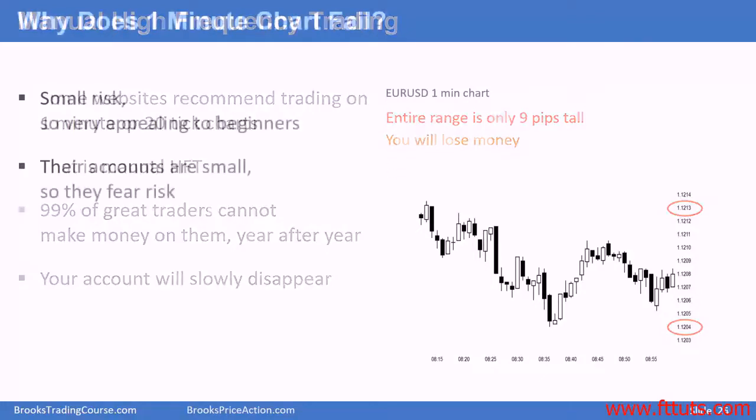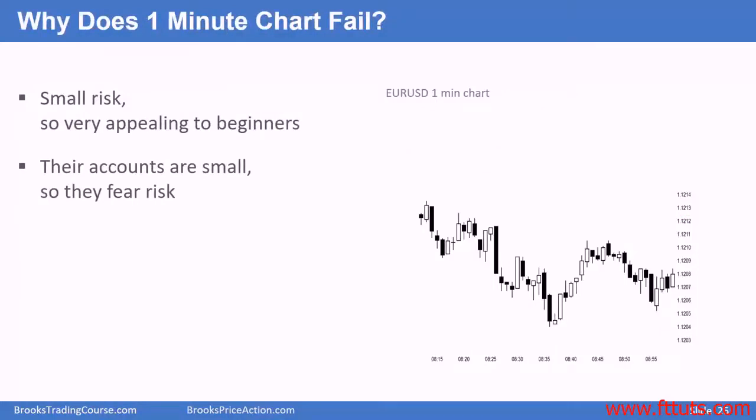What's wrong with a 1-minute chart? Why does it fail? The risk is small because the bars are small. So you can say, well, I'll buy here and I'll put my stop here and I'm just risking 3 pips, 2 pips, 1 pip. And when traders start out, they focus on risk. All they care about is avoiding loss. However, you also have to be thinking about probability, and that is a very difficult concept for traders starting out. And if you do not have high enough probability, then it doesn't matter how small your risk is, you will lose money.